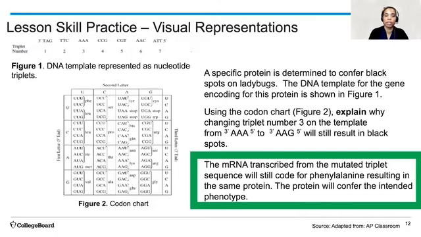So all you have to do is find this particular sequence. You know what amino acids it's going to code for based on what the messenger RNA would be. And you can see that both of these are both going to code for the same amino acid, so there's no change.